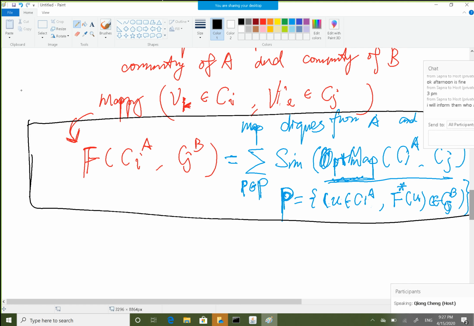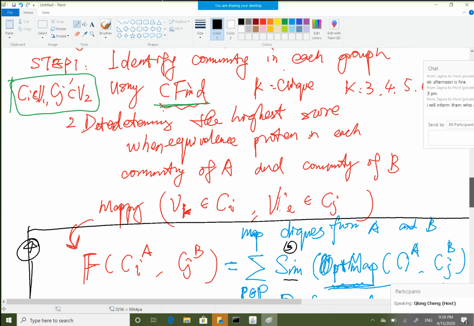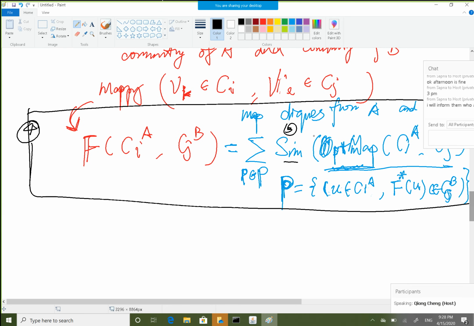This is formula 4, and it's formula 4 here. This corresponds to what we had with formula 3. In this one, they calculate the community-to-community similarity, the best map, right?